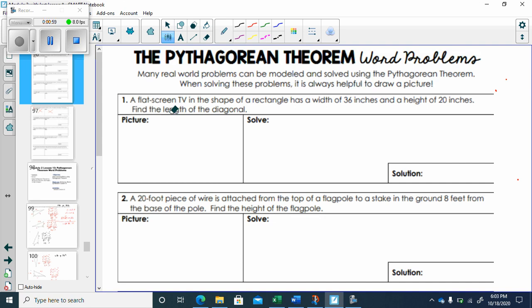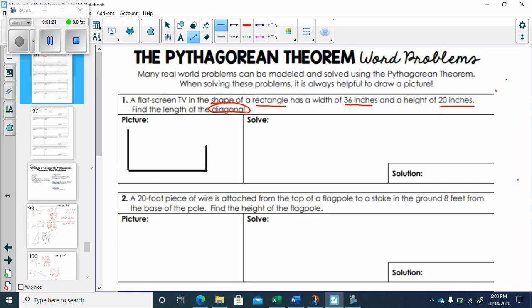Right triangles. A flat screen TV in the shape of a rectangle, see, I'm underlining things I know, has a width of 36 inches and a height of 20. What is the length of the diagonal? They want the diagonal. So let's draw this figure, okay? I'm going to try to draw it. Okay, there's our TV, and there is our diagonal, and we're trying to figure it out from there, right?